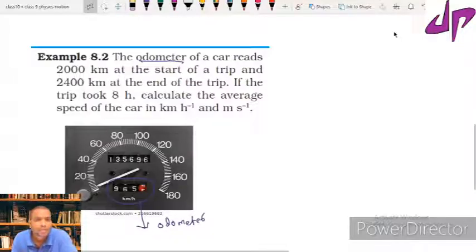And what about this? This needle shows how fast you move. So this is called the speedometer. So the vehicle contains two meters. One is the speedometer, the second one is the odometer. Odometer shows the distance you covered during a trip, and speedometer shows how fast you are moving. Coming to the problem, the odometer of a car reads 2000 kilometers at the start of the trip.